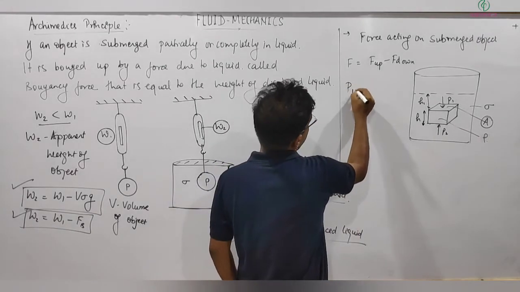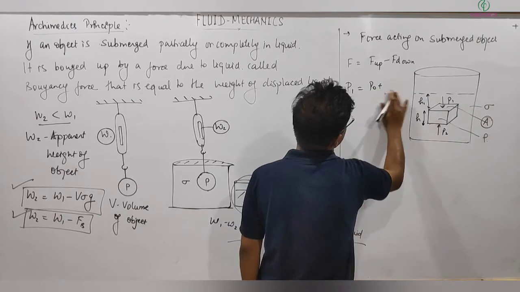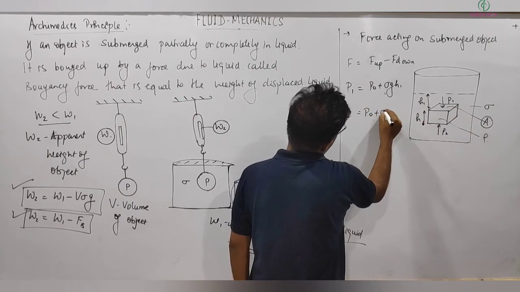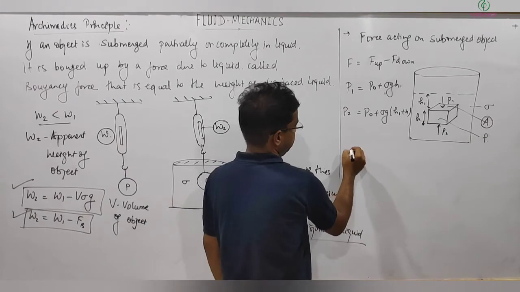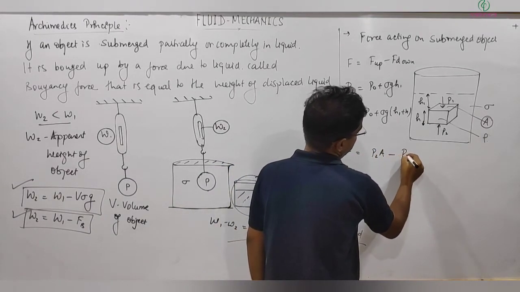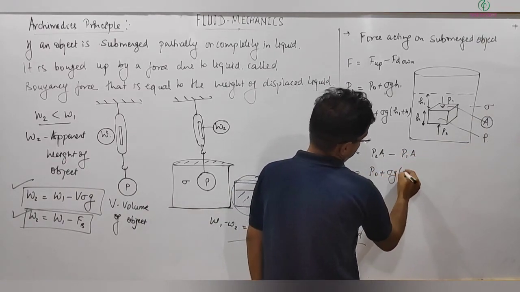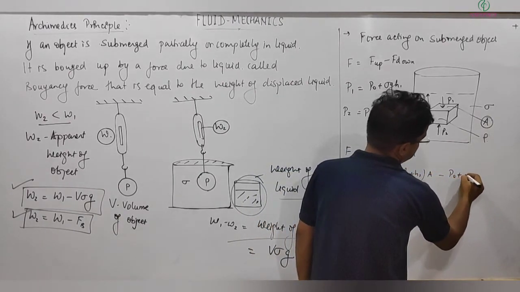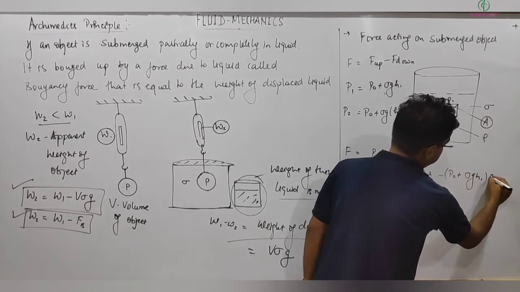So first, P1 you can write equal to P0 plus rho g h1, and P2 will be equal to P0 plus rho g (h plus h1). Then F, the upward force, is P2 multiplied by area, and the downward force is P1 multiplied by area. Substituting, (P0 plus rho g (h plus h1)) into A minus (P0 plus rho g h1) into area.